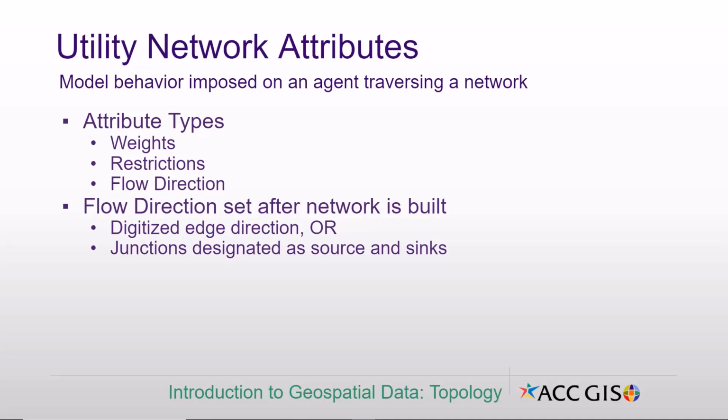Or you can designate a source and a sink, and then utilize that to calculate flow across your network. So a source is where things begin and a sink is where they end. And so you would designate a source on one side of your network and a sink on the other side, and then it would set flow based on the location of your source and sink.